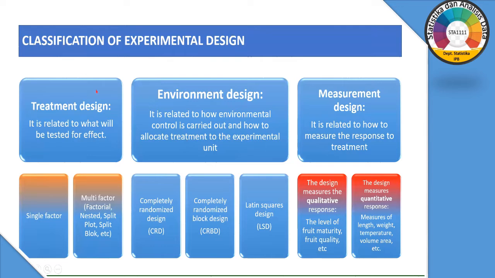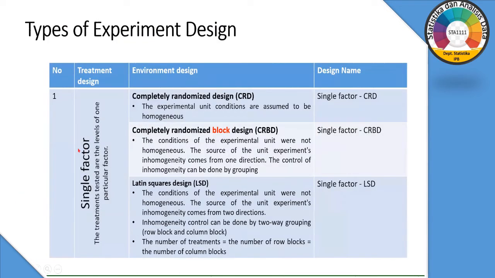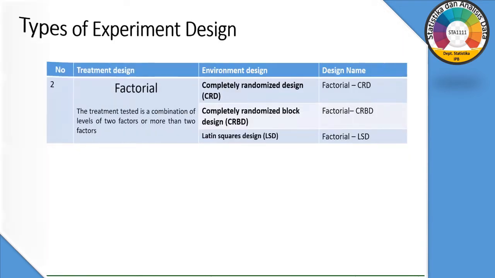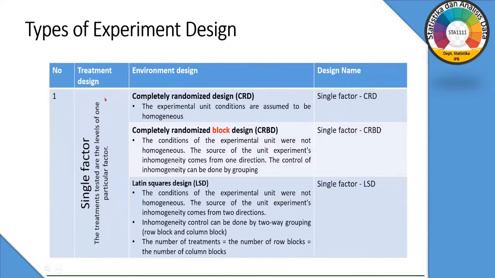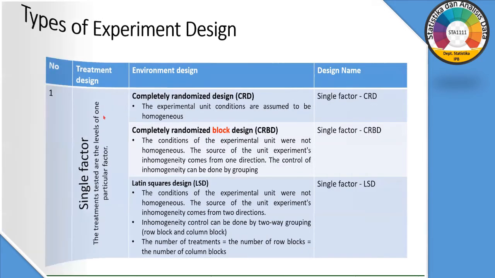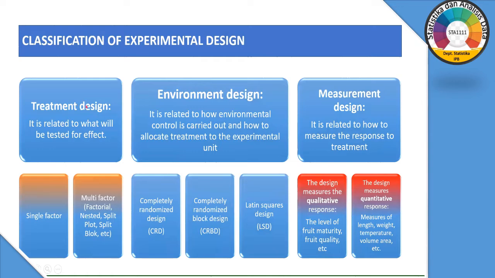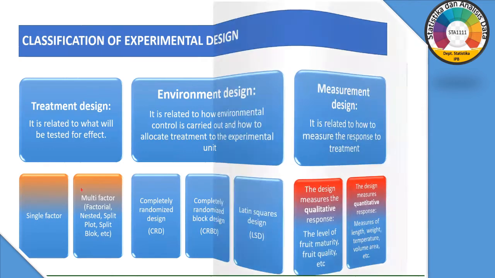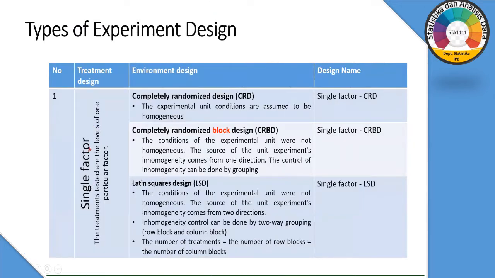So for example, if you talk about treatment design, there is a single factor or multi-factor experiment. So it is actually here, type 1, right? Type 1 is single factor experiment. It is similar to the classification of this, because this one is single factor or multi-factor. So let's go back here. Single factor experiment, right? If you see, the treatments tested are the level. Look at this. The treatment is the same as the level of the factor.